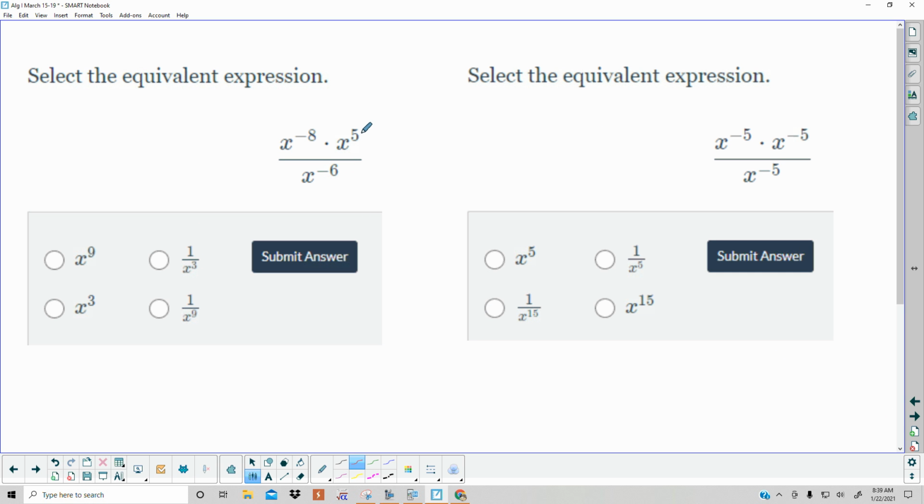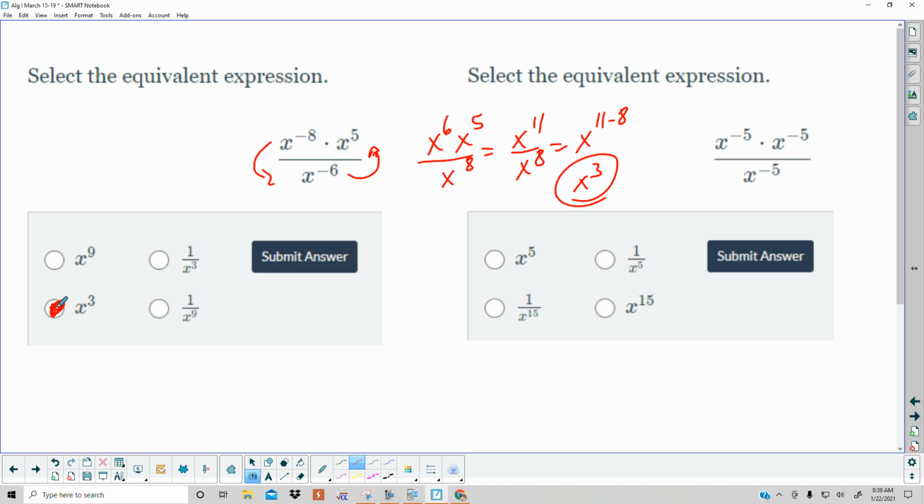That has a positive exponent. Leave it alone. These move. This one comes down, and this one comes up. So I have x to the sixth, x to the fifth, over x to the eighth. So the top is x to the 11th over x to the 8th. You're dividing, so subtract your exponents where there are more of them, and you get x cubed. So this one right here.